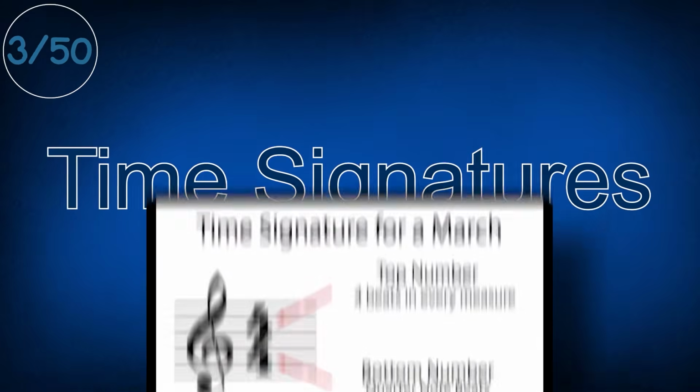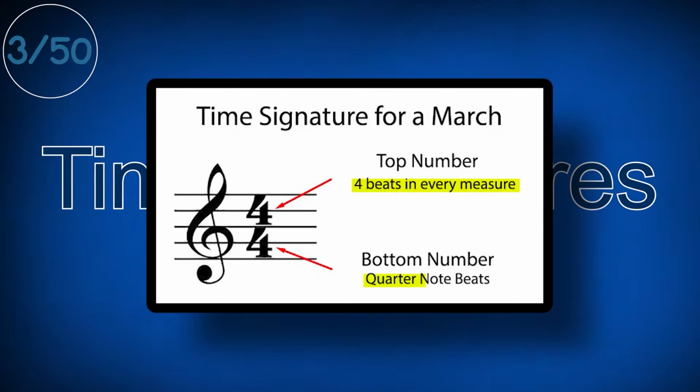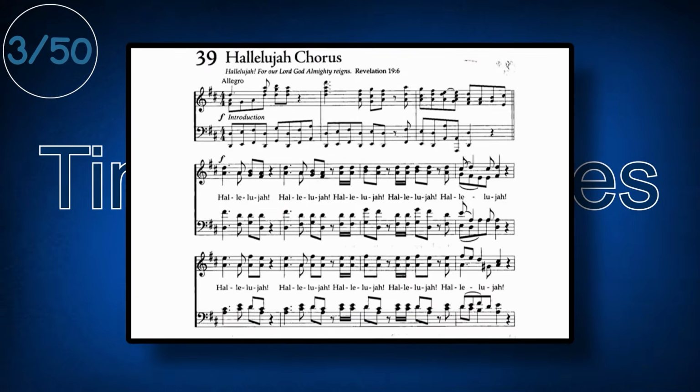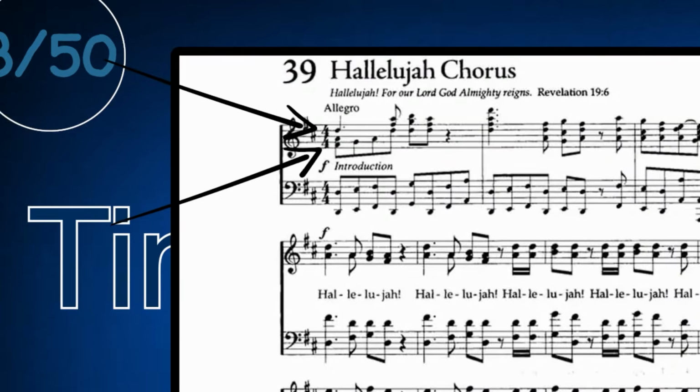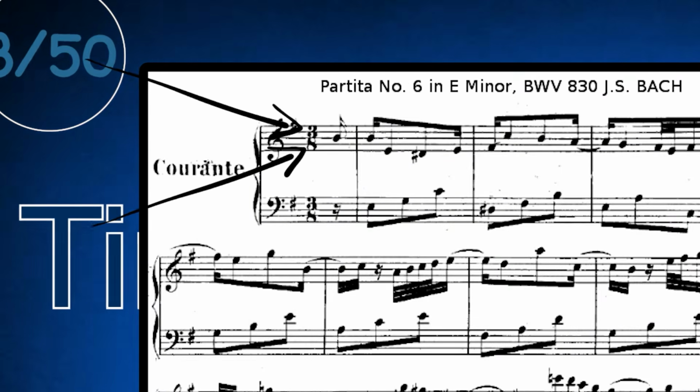Time signatures. A time signature shows the number of beats in a given measure in a piece of music and which rhythmic denomination gets the beat. In a measure of 4/4, there are 4 beats per measure and the quarter note gets the beat. In a measure of 3/8, there are 3 beats per measure and the 8th note gets the beat.